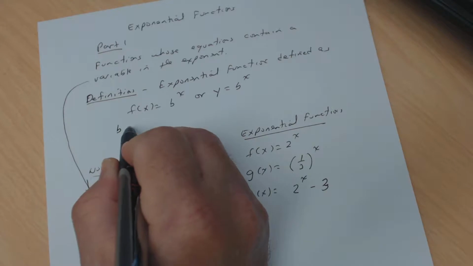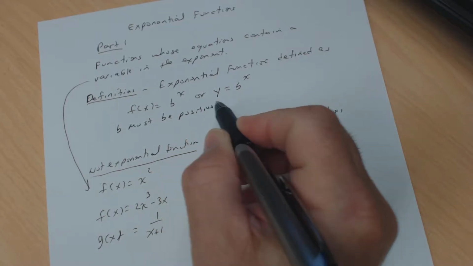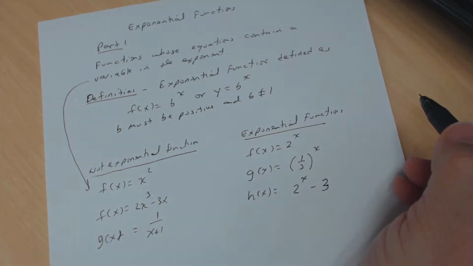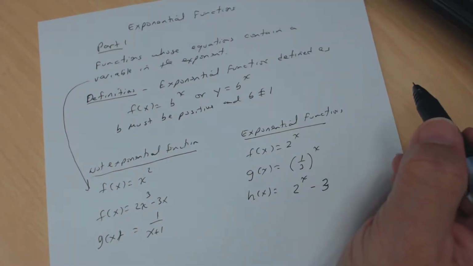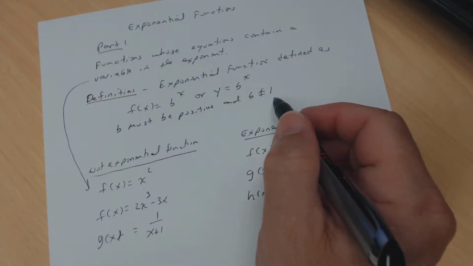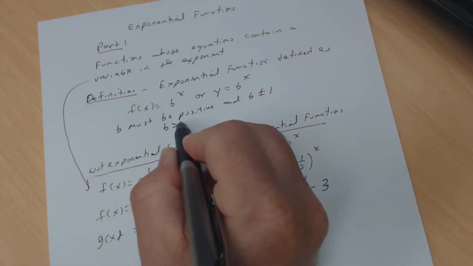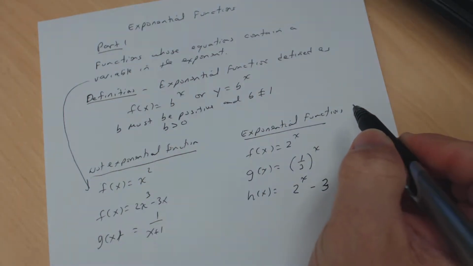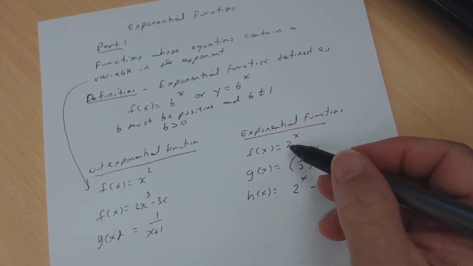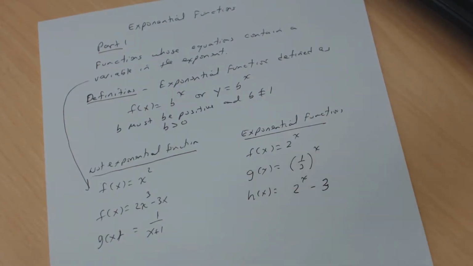But b must be positive. It must be a positive real number. So b must be positive, and b cannot equal 1. It can be any positive number but 1. Now there's a reason why b cannot equal 1, and we'll discuss that in a little while. But remember, b must be bigger than 0. It cannot equal 0. It must be a positive number, and it can be any positive number but 1. Notice that your bases here are all positive numbers.